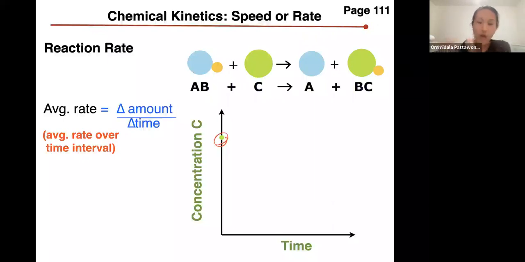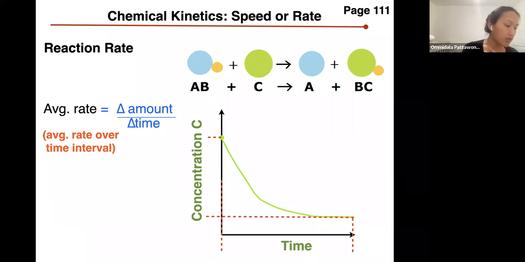Now over time, because C needs to react with AB, the concentration of C is going to reduce because C needs to convert to BC molecule. So you are going to observe that as the time progresses, the concentration of C is going to reduce. If you look at the change of the amount of C from the beginning to the end, and compare that with the change of time, if you divide these two together, that is going to give you the average rate for the reaction.